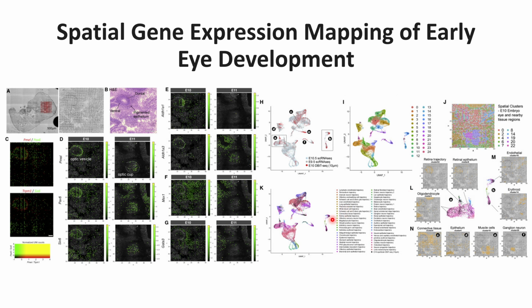And one thing, after doing these identifications, they took some of the clusters, such as this A, that they have defined as A cluster. And when they do the spatial clustering of this, they can see the different parts of the eye development, that is retinal epithelium development and retina trajectory.